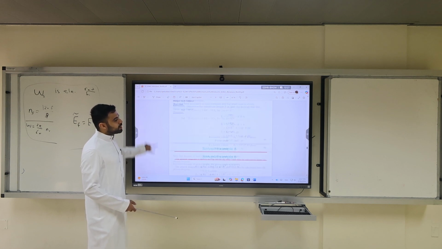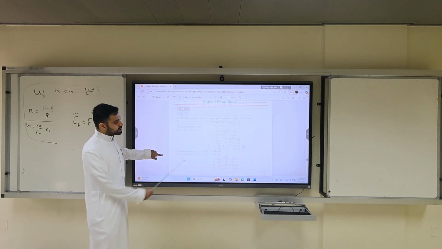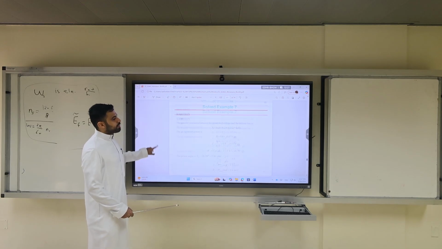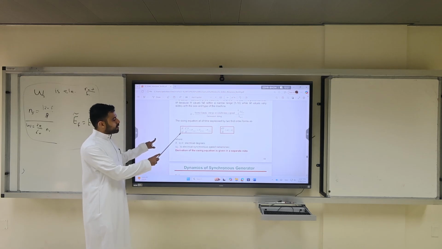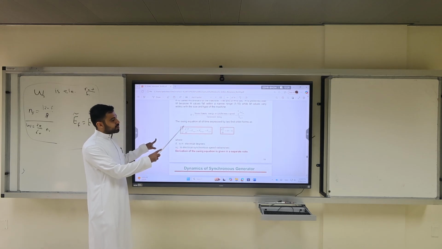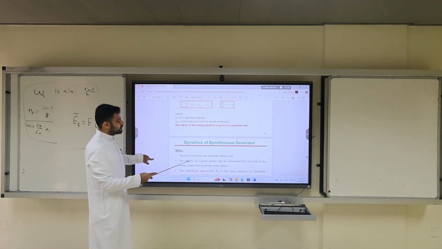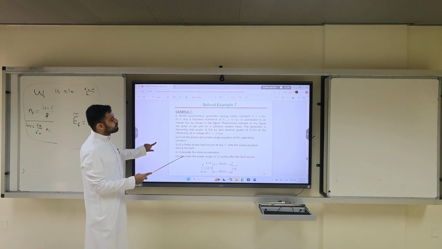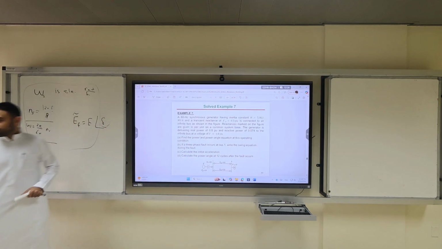Let's continue the swing equation. What matters in the swing equation is what's in the slides. This is what is in the slides: the equation here for radians. You have the equation for degrees in the Word document, and we have delta T. So let's see an example. Example number 7. It's very important to watch this example.